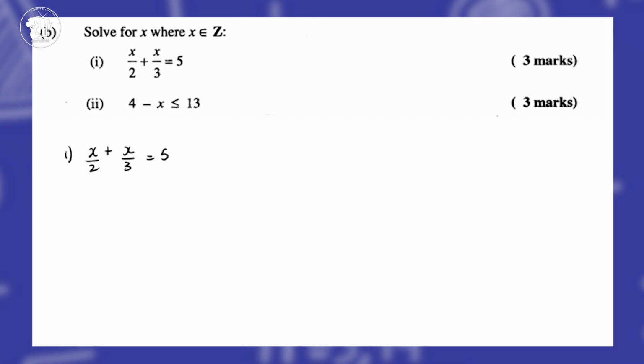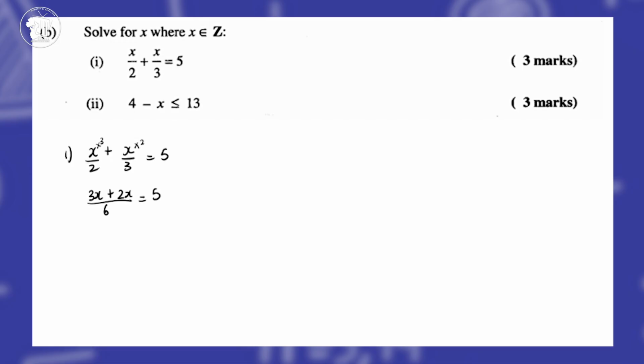So what I should do, let's try to make these denominators into 1. So I'll find the LCM. So the LCM of 2 and 3 would be 6. So 6 divided by 2 is 3. I multiply that answer there. So 3 times x would be 3x plus 6 divided by 3 would be 2. I multiply that answer there. X times 2 would be 2x, and that is equal to 5.